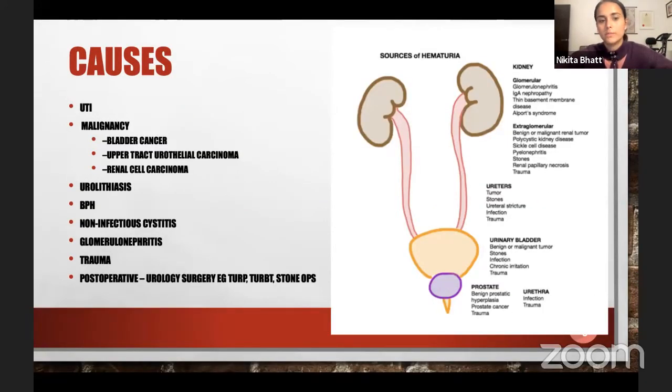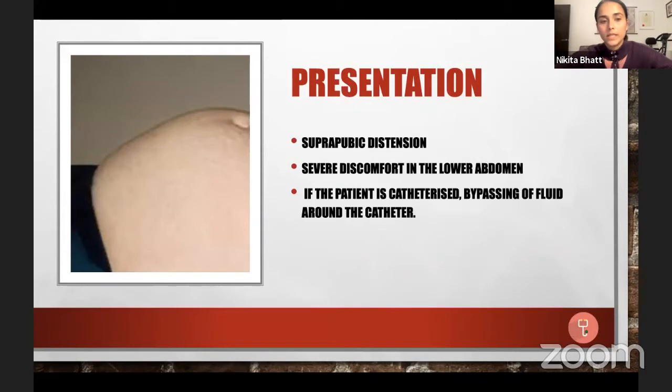As I said, any cause of visible hematuria really can result in clot retention. Common causes include things like malignancy, BPH, trauma. Commonly on urological wards, you'd see this post-operatively after bladder outflow obstruction surgery or bladder cancer operations, like a TURBT. As for presentation, the patient will present with retention, so a suprapubic distension, severe discomfort in the lower abdomen. If they're already catheterized, you'll start seeing bypassing of fluid around the catheter. They might be dribbling some blood-stained urine, or they might actually be passing urine with a few clots, and it's increasingly painful to pass urine.